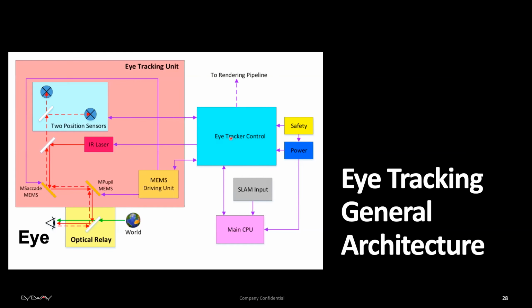Now everything is going into the eye tracker control. Right now, it's a microcontroller. From this, we have the main CPU which runs the model and calculates, together with SLAM, the relative position of each and every object in space in reference to the eye. Obviously, we have the power and the safety. And because this system is very fast and the projection is very fast, we have a fast channel going to the rendering pipeline, basically to the projection unit.